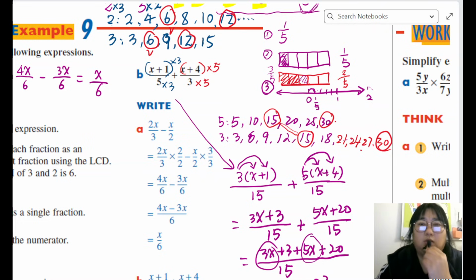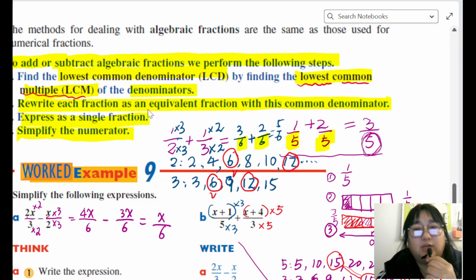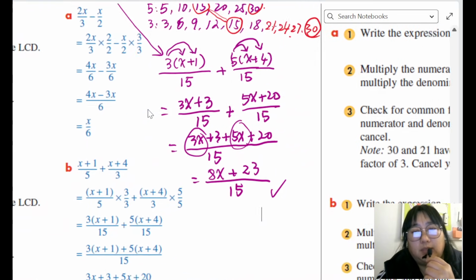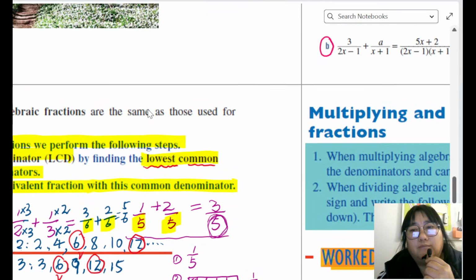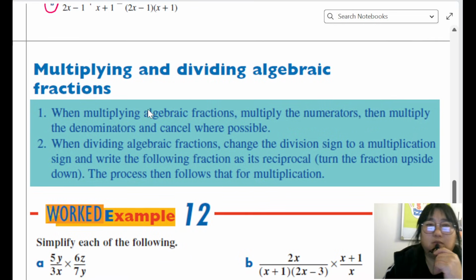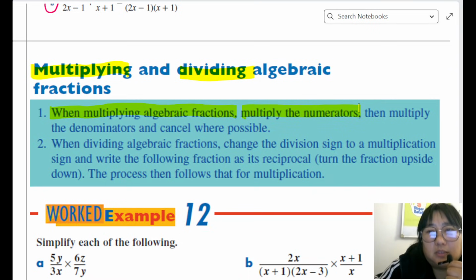So this one is talking about addition and subtraction for the algebraic fraction. But then we have to consider how we can do the multiplication and division. For multiplication and division, we will follow this method. Everyone, I will highlight this one. You can see here, multiplying and dividing. When we multiply algebraic fractions, we multiply the numerators, then multiply the denominators, and cancel where possible. That means if you have any common factor, you can cancel.